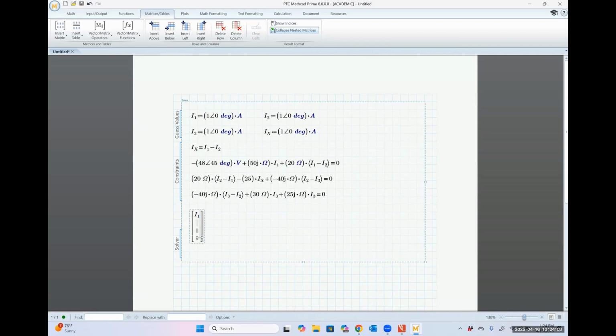So I1, I2, that is not a 2, I3, and IX. Shift colon equals find, and then those exact same quantities in the same order.